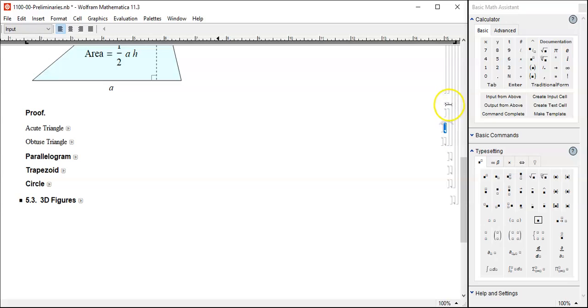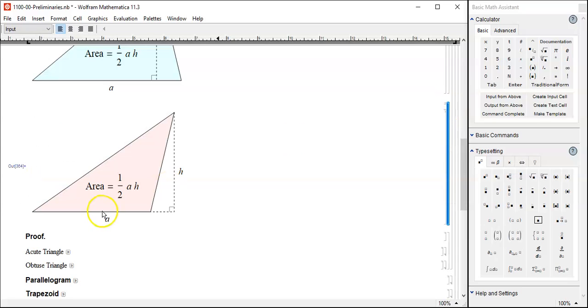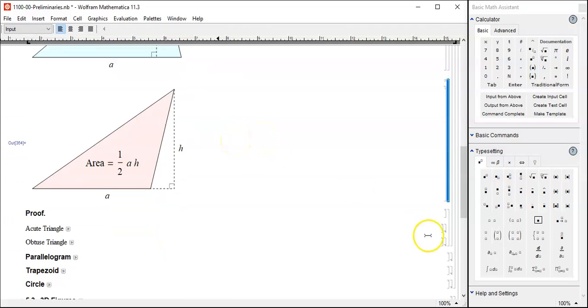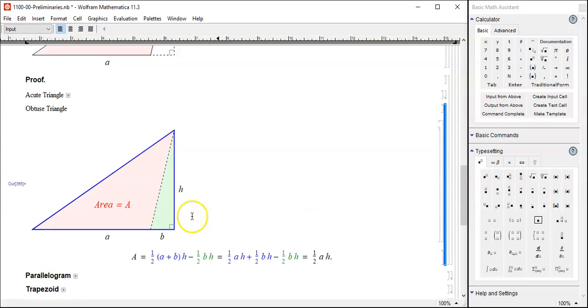Now, how about the obtuse case? I could inscribe everything into a rectangle, but I don't have to. I already have a right triangle here, so let's inscribe it inside a right triangle. And a right triangle is an acute triangle, so we already covered it. So let's use that. And here we go.